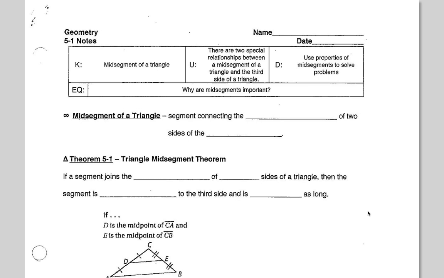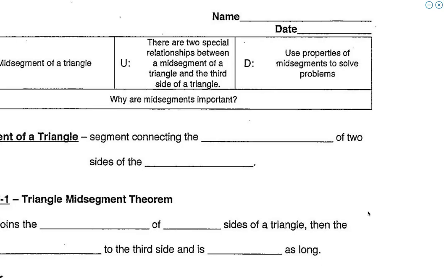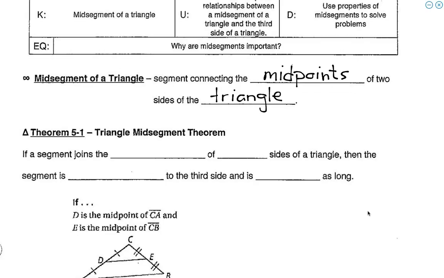So the first thing that we're going to talk about here are mid-segments. Mid-segments are segments that connect midpoints of two sides of the triangle. So segments connecting the midpoints of two sides of the triangle, obviously leaving the third side sort of out of the story. But that third side will play a role in the first theorem that we come to.